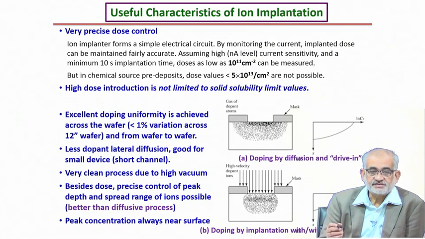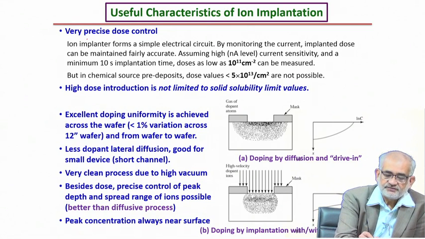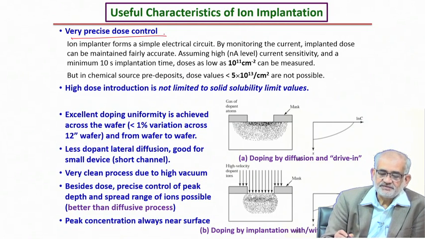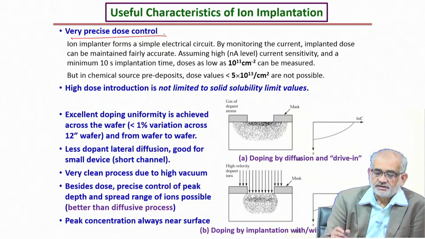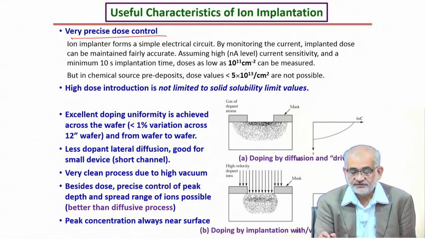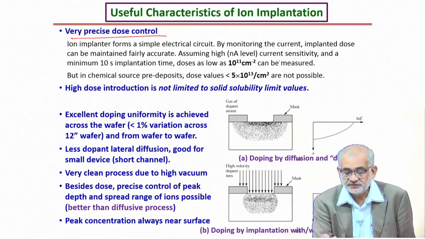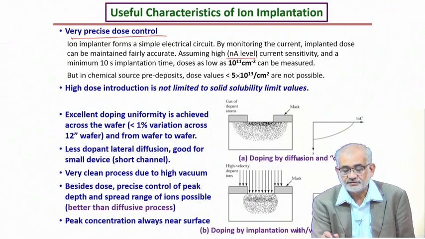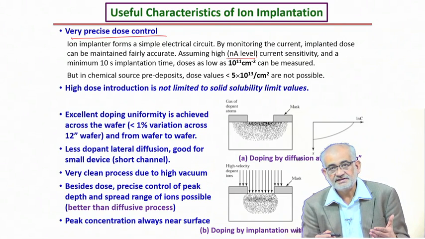So certain characteristics of ion implantation are found very, very useful. First is that we can achieve very precise dose control. Even with reasonably good current sensitivity, up to the nanoampere range, the current basically depends upon the number of ions which actually hit the target.